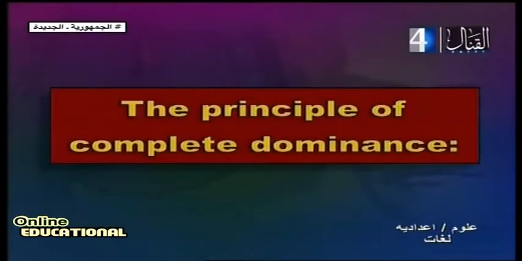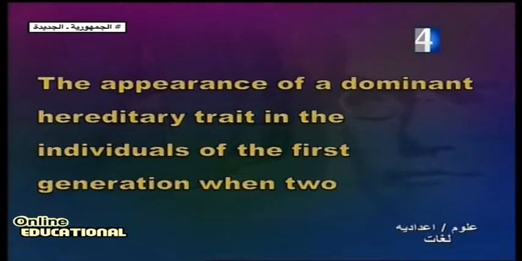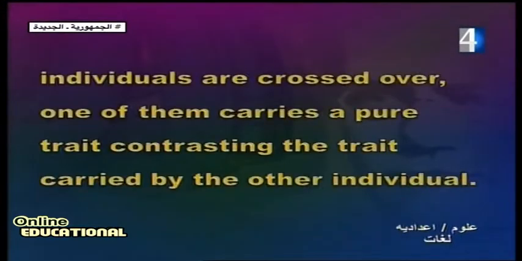The principle of complete dominance: the appearance of a dominant hereditary trait in the individuals of the first generation when two individuals are crossed, one of them carrying a pure A capital trait, concealing the trait carried by the other individual.